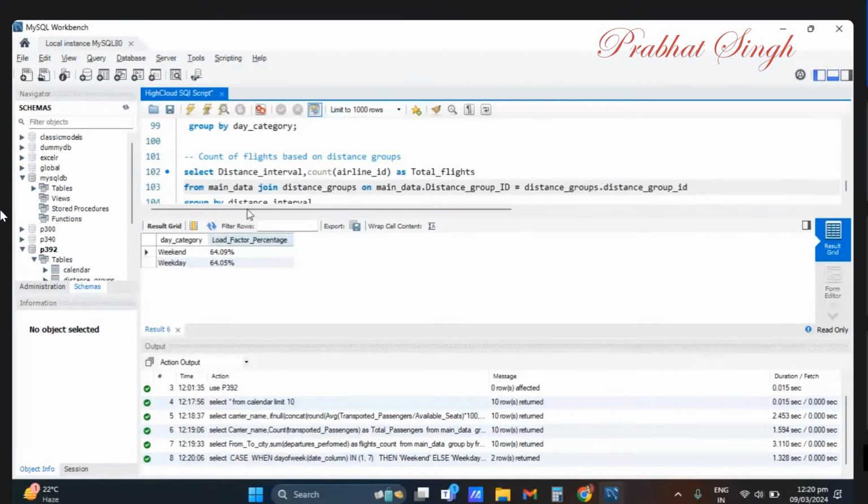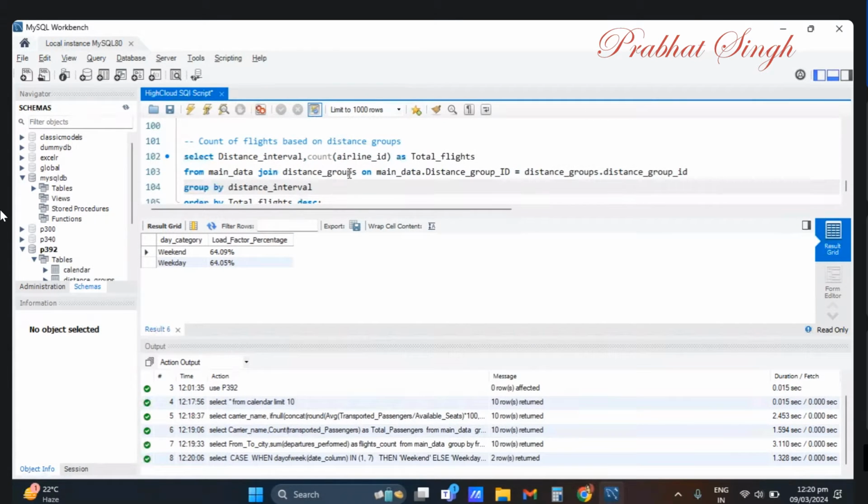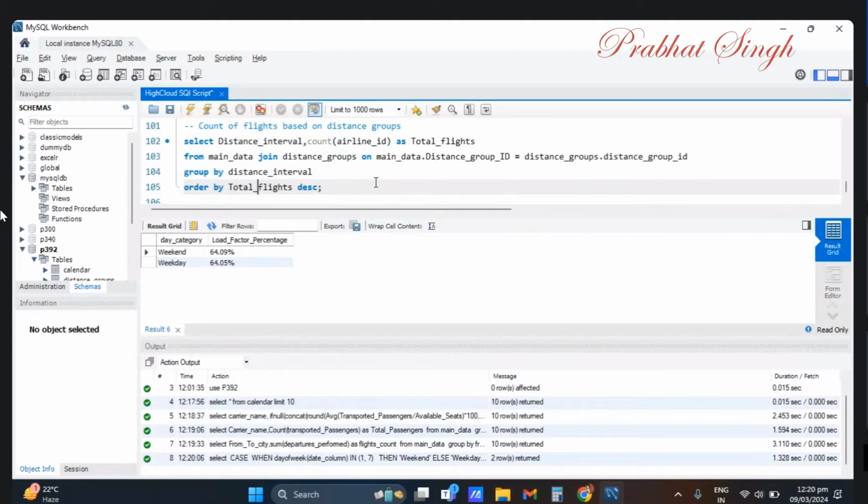The next KPI is count of flights based on the distance groups. So we have used here the count function to count the airline ID and to use the join. With the help of join, we have joined two tables. The first table is main data, the second table is distance groups, and based on the common column distance group ID.